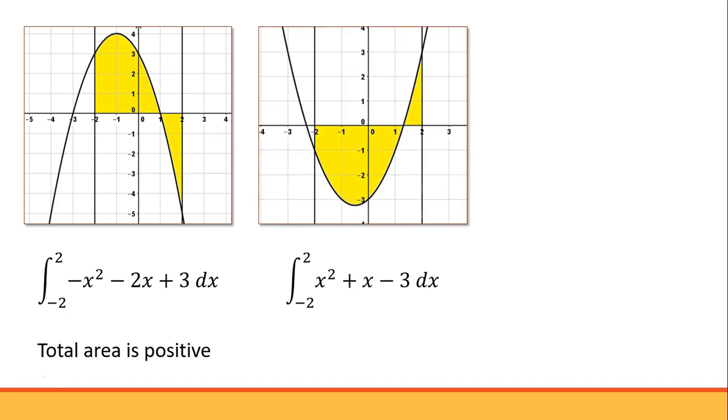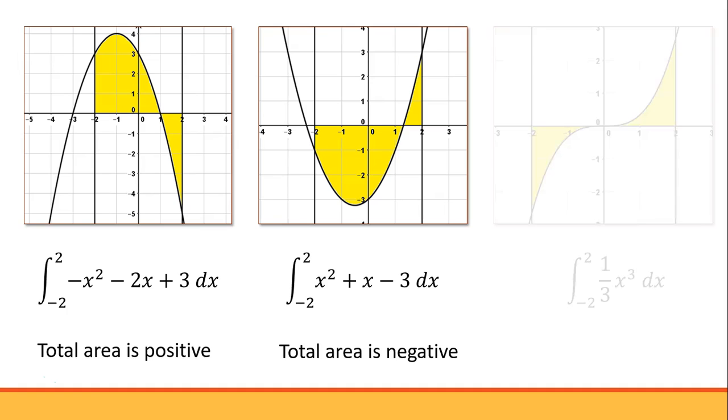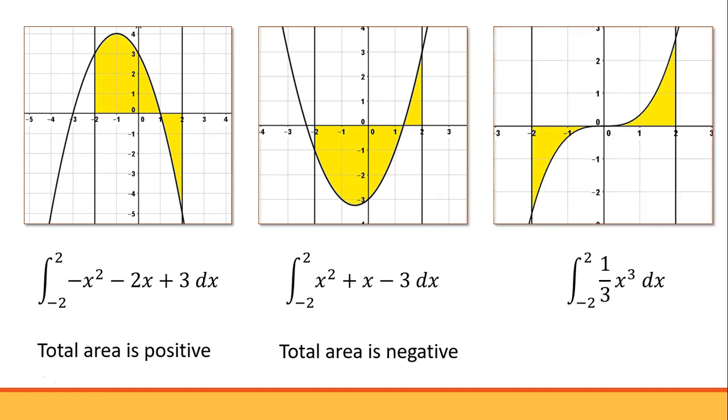How about this one? Will its total area be positive or negative? Well, since more of the graph is below the x-axis than above, the total area is going to be negative. And how about this one? Will its total area be positive or negative? Well, since the same amount of area is above and below the x-axis, the total area would be 0.